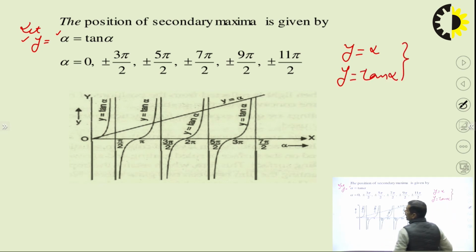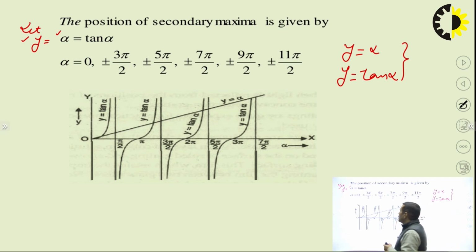Okay, so we have two simultaneous equations here. Now y equal to alpha will represent the equation of a straight line, and y equal to tan alpha represents discontinuous curves. So if we can solve these equations by the graphical method, the intersection points of these two graphs will give the solution of these equations.